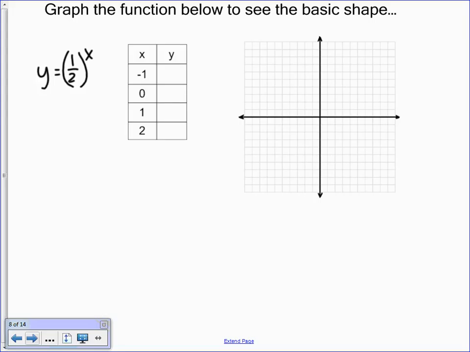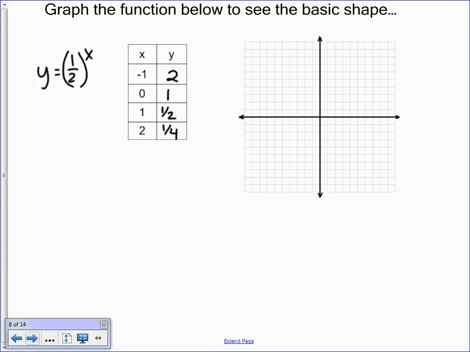So what is 1/2 to the -1? It's 1/2 to the 0, 1/2 to the first, 1/2 squared. Check your answers with mine. Do you agree?